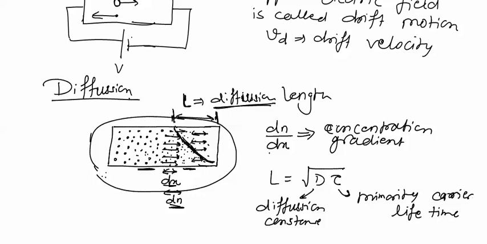So in drift mechanism, due to application of electric field, charge carriers move, while in diffusion, without an electric field, charge carriers move from higher concentration to lower concentration.